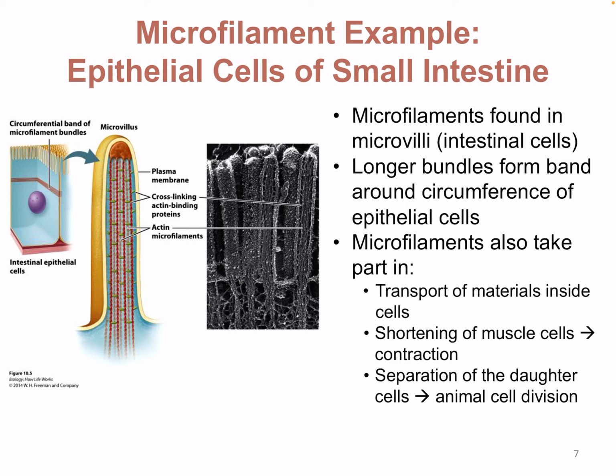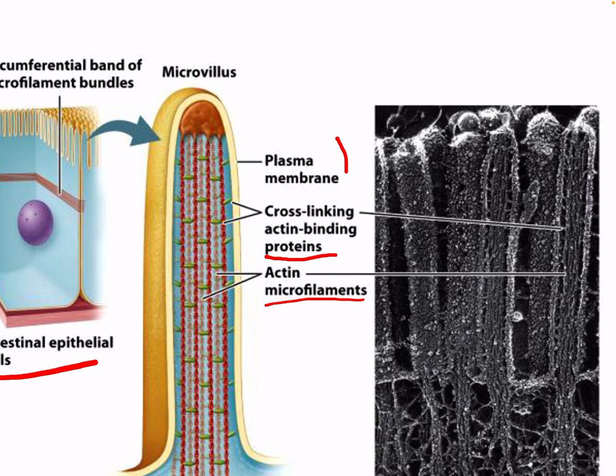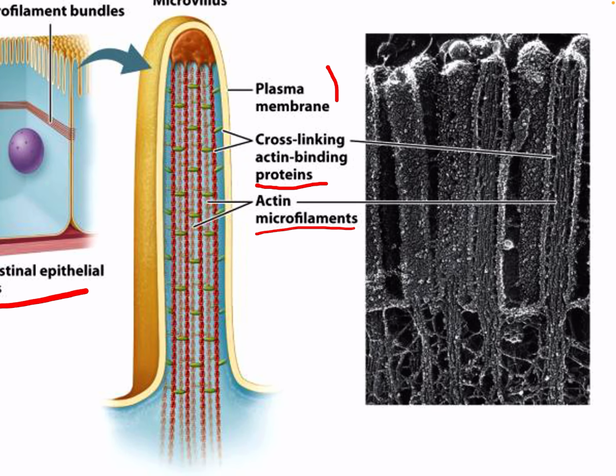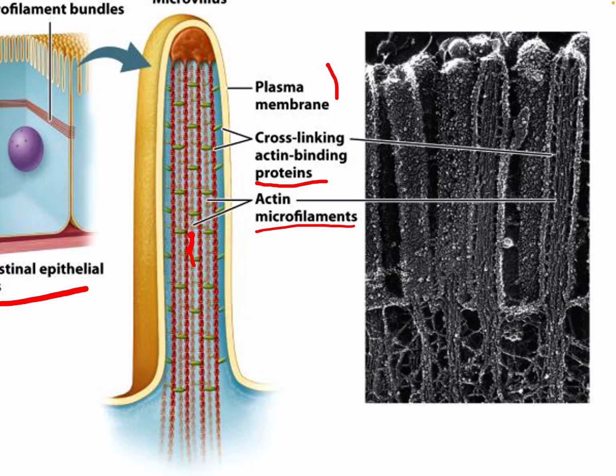So here are our examples. Here we can see the circumferential band of microfilament bundles in an intestinal epithelial cell. Here's a microvillus, which we have in the intestine, kind of like that. We'll see that in physiology when we get there. So here at the plasma membrane, the cross-linking actin-binding proteins in the actin microfilaments. I'll just zoom in for a second if you want to see. So again, filaments, and then our binding proteins.